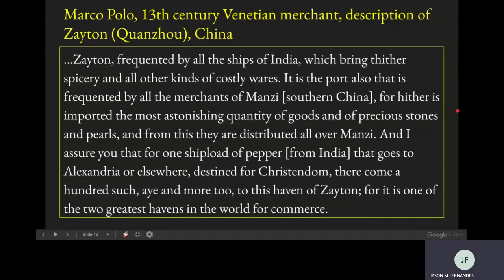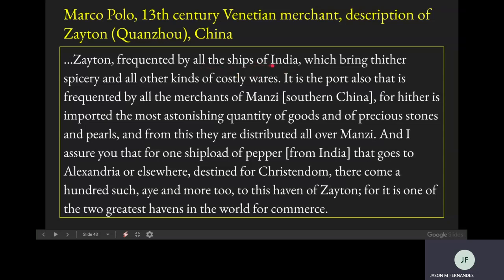And again, we can look at another textual source, Marco Polo, another global traveler, right? This guy's from Venice. He's a merchant. He makes his way to China too. And here is his description of Guangzhou, what he calls Zaiton. So again, take a second to pause, read what he has to say. And what you see is he's describing just this bustling port, right? And he tells you you have all these ships from India coming here to buy products from China, right?